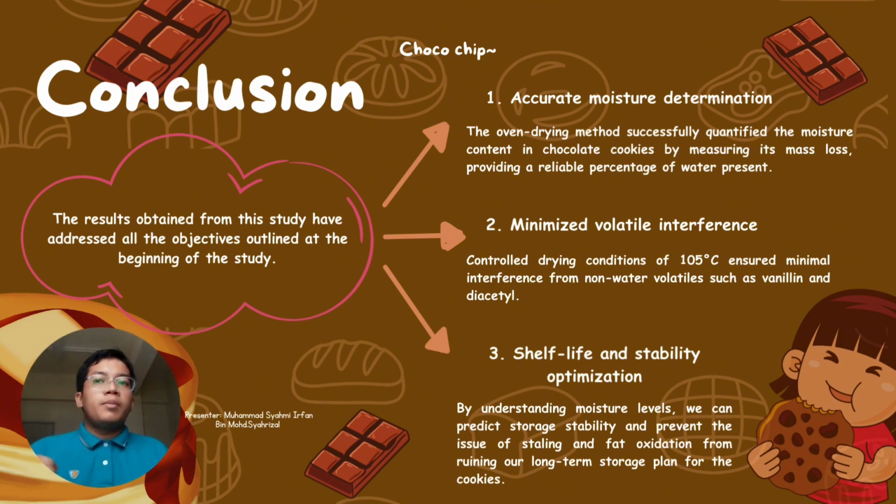Number 2. Minimize volatile interference. Controlled drying at around 105 degrees Celsius ensured minimal interference from non-water volatiles such as vanillin and diacetyl. Number 3. Shelf life and stability optimization. By understanding moisture levels, we can predict storage stability and prevent issues like staling and fat changes from ruining our long-term storage plan for the cookies.